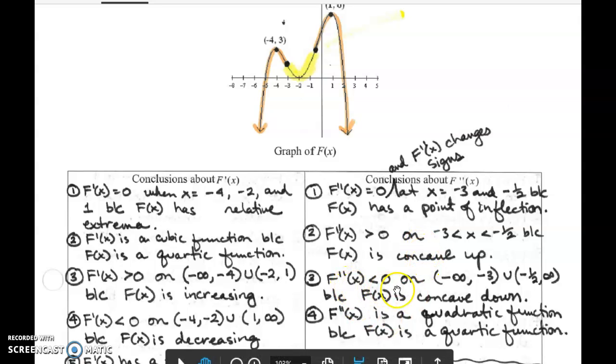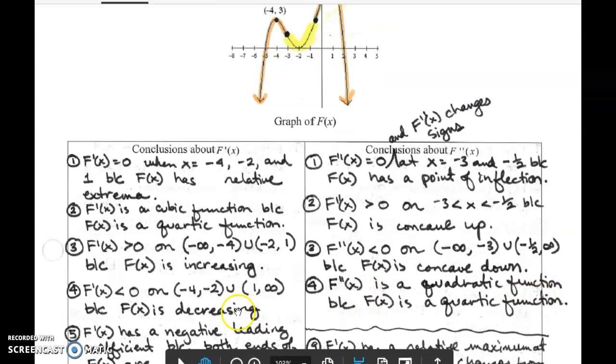And then the second derivative would be negative where we have concave down. So from negative infinity to -3, approximately -3, and then -1/2 to positive infinity. And by the way, intervals of concavity, we always use open intervals. I have not seen anybody use a closed one. That's not really up for discussion. And then, the same reason as before: if we took the derivative of a quartic, we get a cubic. Well, if we take the derivative of a cubic, we'll get a quadratic. Which is why all of our rules from pre-calculus have followed us.